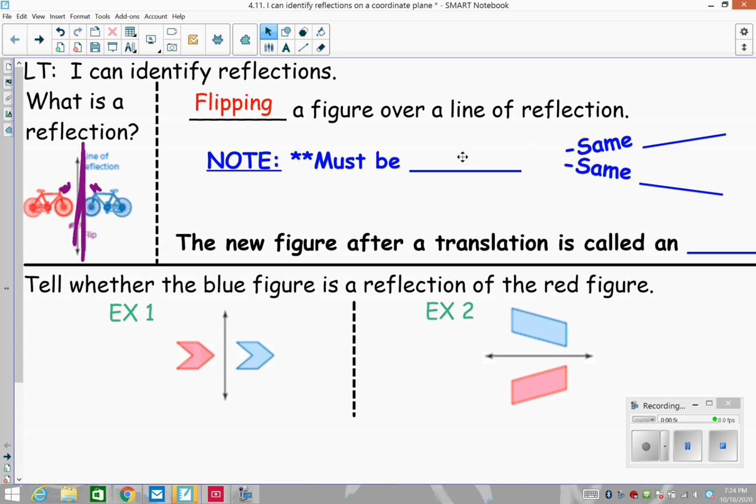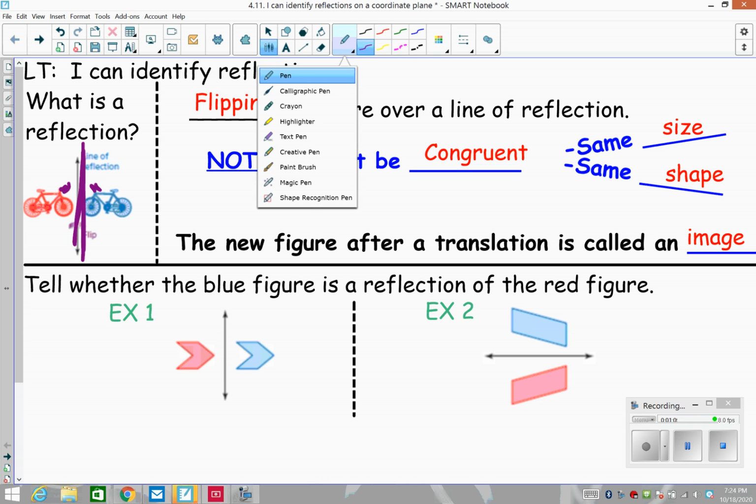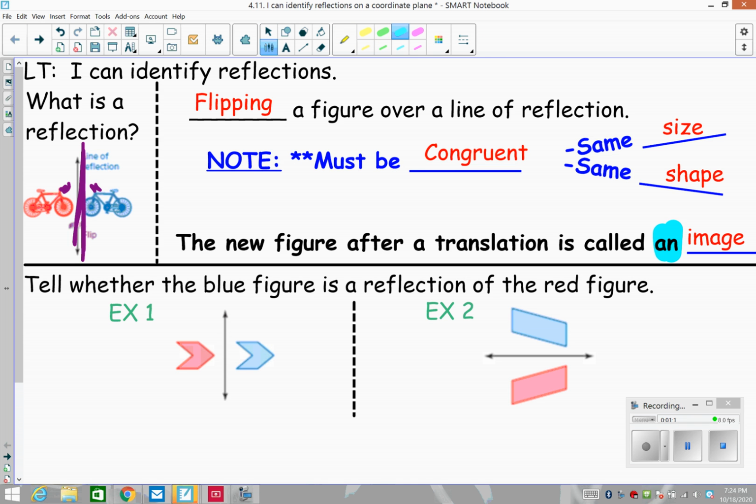So some notes: it has to stay congruent, same size, same shape, and it has to be the same distance away from that line when folded. Other language that we talked about last time is that the new figure that we create is called an image. So after we flip, the new figure is called the image.